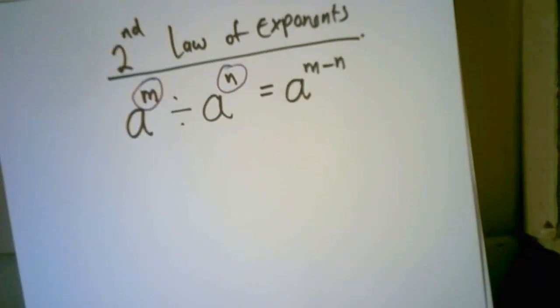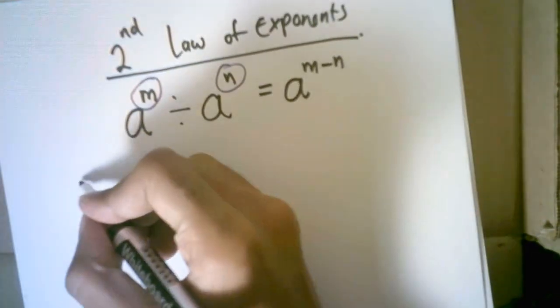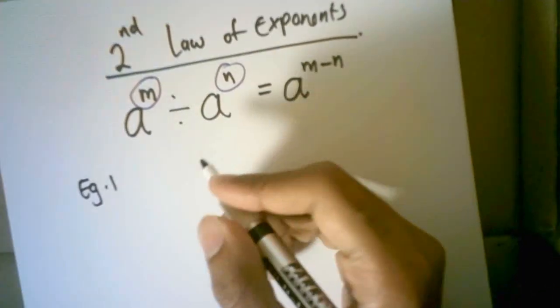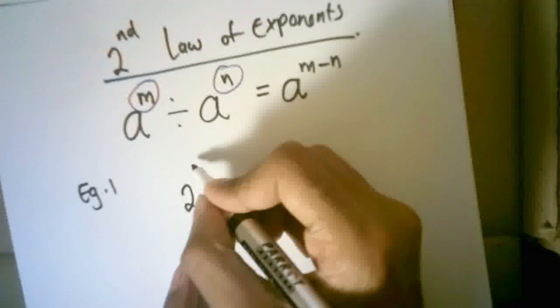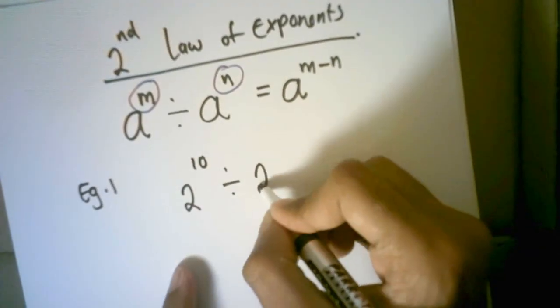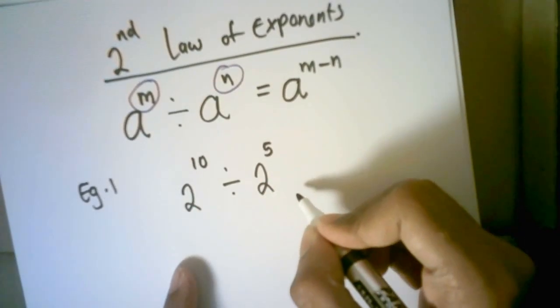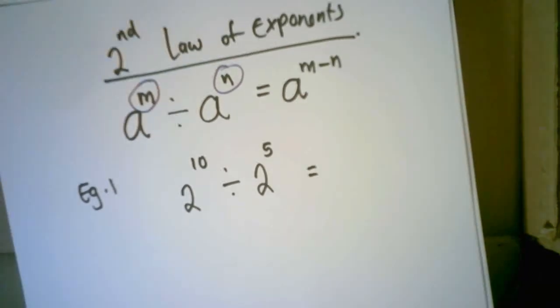So the second exponent is being subtracted from the first exponent, basically. Let me show you an example of what I mean. For example, if I have 2 raised to the power of 10 divided by 2 raised to the power of 5, now I can apply the law.